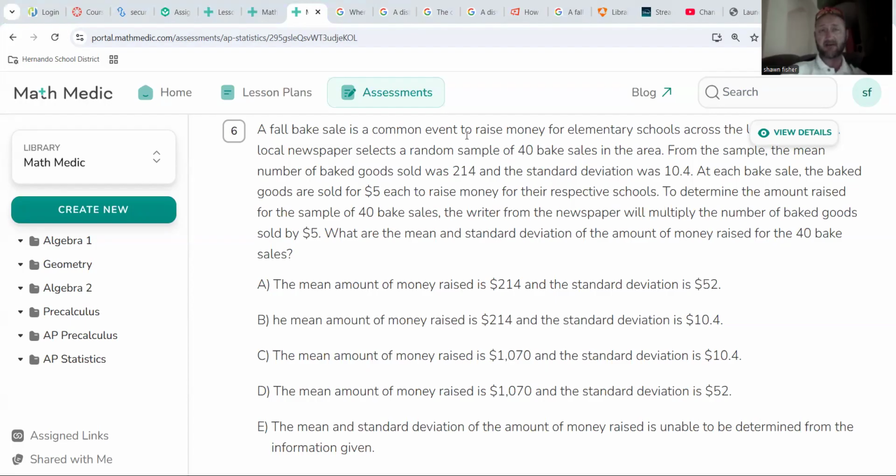The printer broke down. No big deal. I shared the link on Canvas as well. You can access all the questions if you want to, okay? All right, let's get through this kind of quick.